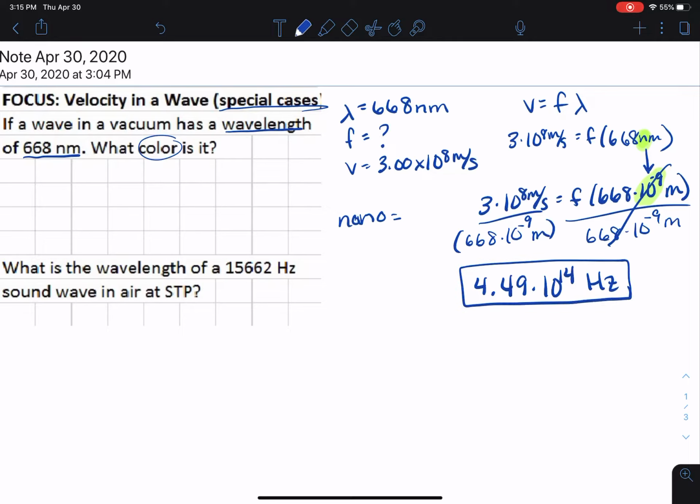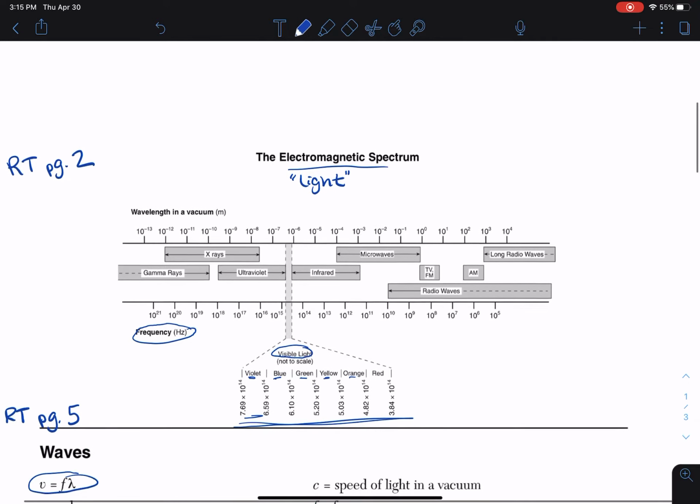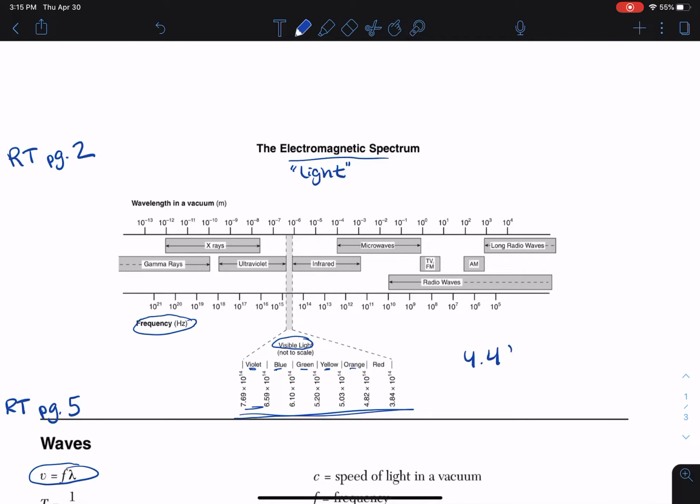So that's not the answer to the question because it's asking for color, but at least now we have a frequency and we can look it up. So 4.49, we're going to go down here. So like I said, it was 4.49 times 10 to the 14 hertz. So we see here all of these end in 10 to the 14, so that's good.